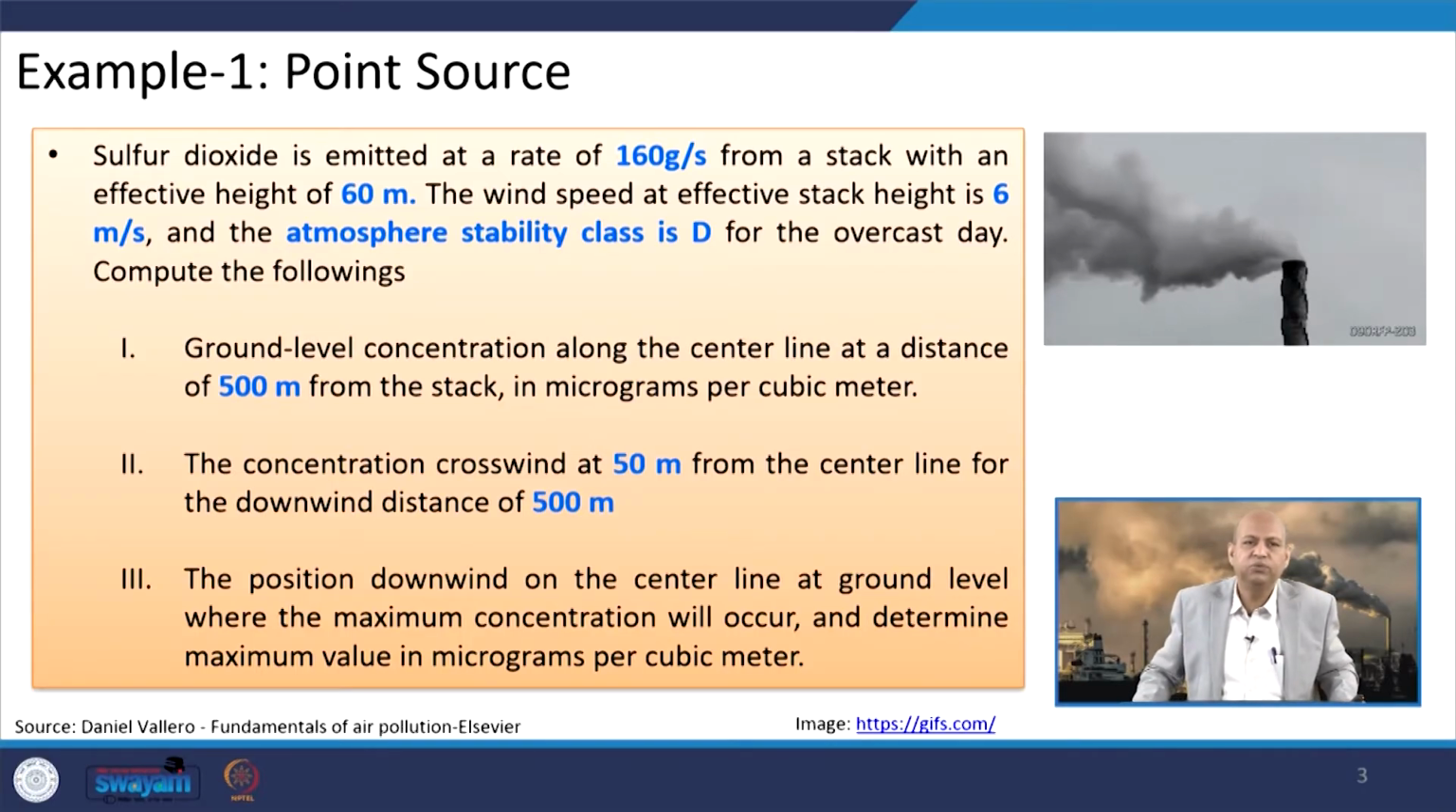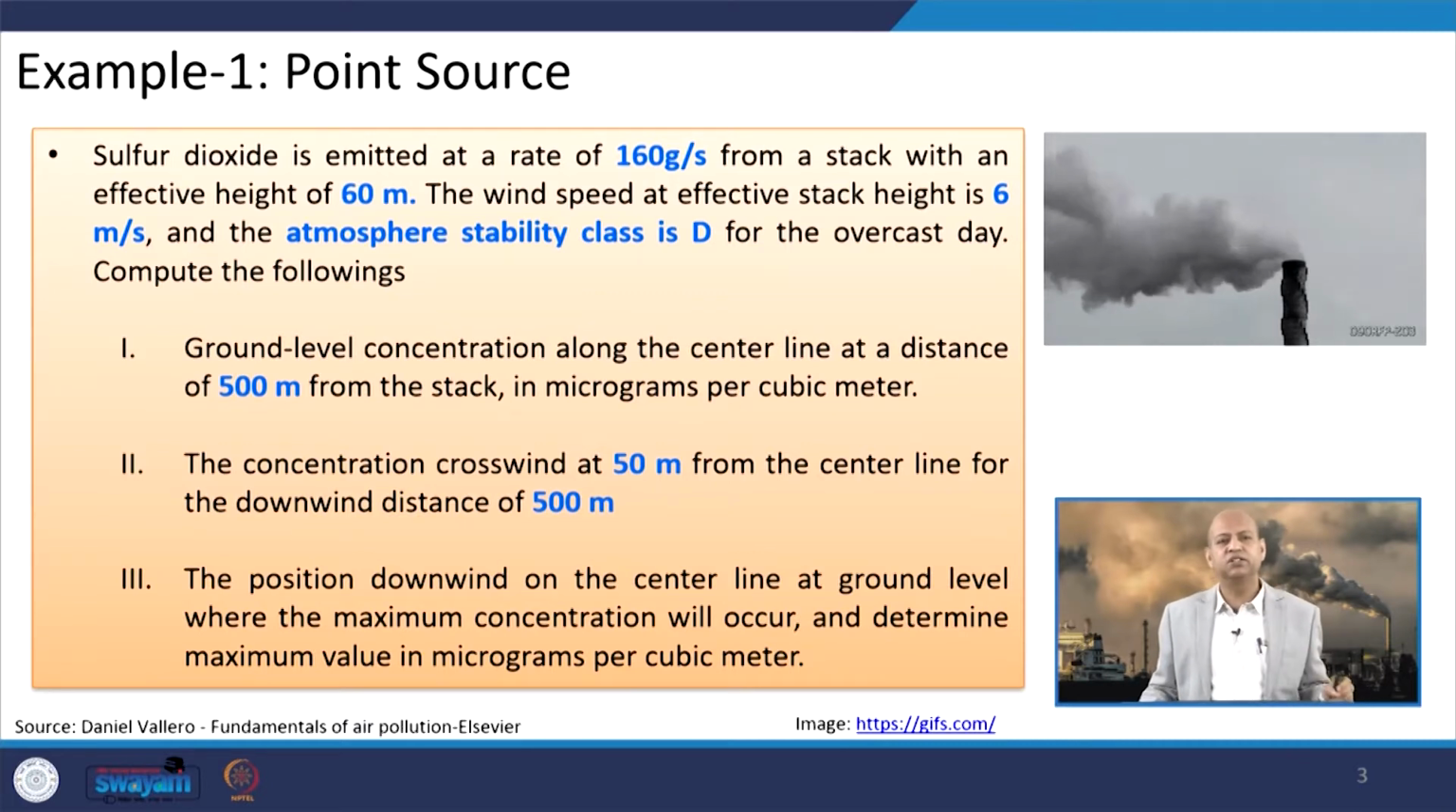Then what we need to estimate first is the ground level concentration along the center line. Look at the language: ground level concentration. If you remember that equation, z is 0, because with x, y, z coordinates we can calculate the ambient concentration at any point. When we are talking about the center line, the x distance will be given, which here is 500 meter: the ground level concentration along the center line at a distance of 500 meter from the stack, in microgram per cubic meter.